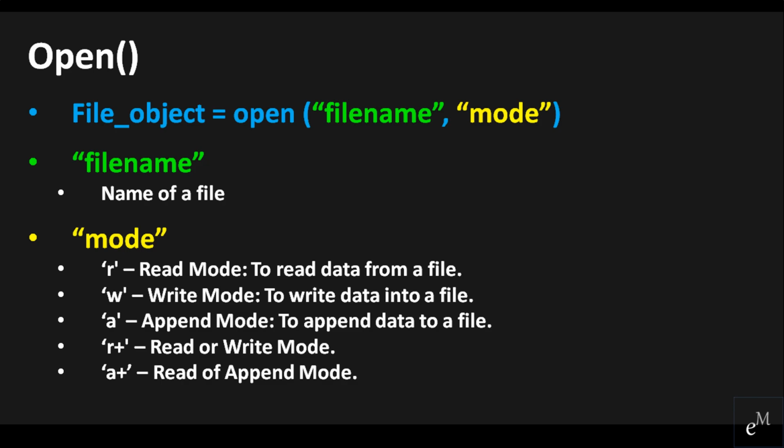There are five common modes, including the read mode, write mode, append mode, and the combinations of the modes. The read mode is to read data from a file. The write mode is to write data into a file. In this mode, data in the existing file will be overwritten. The append mode is to append data into a file. In this mode, data will be appended to the end of the file.